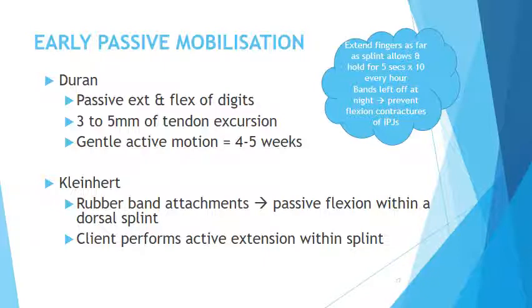A Kleinert is also a dorsal blocking splint. Early passive individual digital passive movements are started, as well as composite passives of the fingers, but there's rubber band attachments which flexes the fingers within the dorsal blocking splint, and the clients then perform active extension within that splint. Contractures, however, are a major concern.